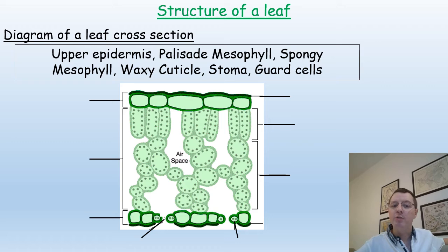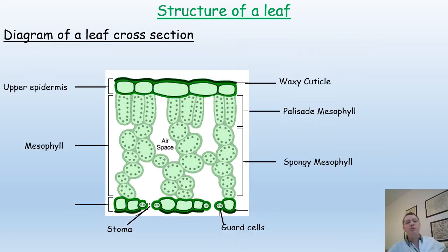And we'll start off with a very quick task. I'd recommend that you pause the video, perhaps print off this screen and try this. Can you label all the different tissues in a cross-section of a leaf? Let's look at the answers.